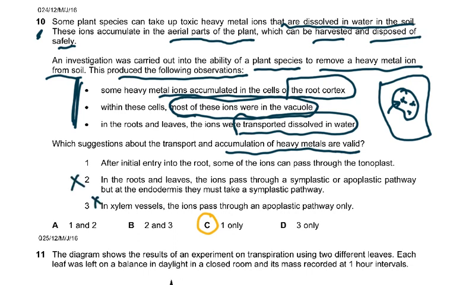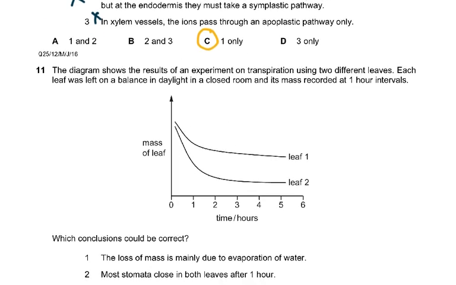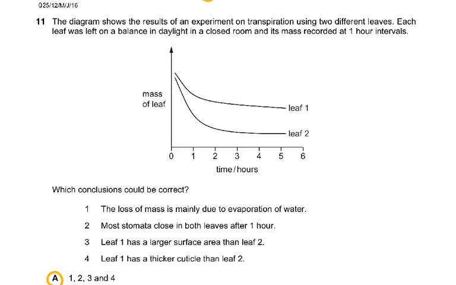Both these were wrong. The diagram shows the results of an experiment on transpiration using two different leaves. Each leaf was left on a balance in daylight in a closed room, and the mass recorded at 1 hour intervals. So there's 0 hours, then we have 1, then we have 2, and this is the time in hours, and then this is the mass of the leaf.